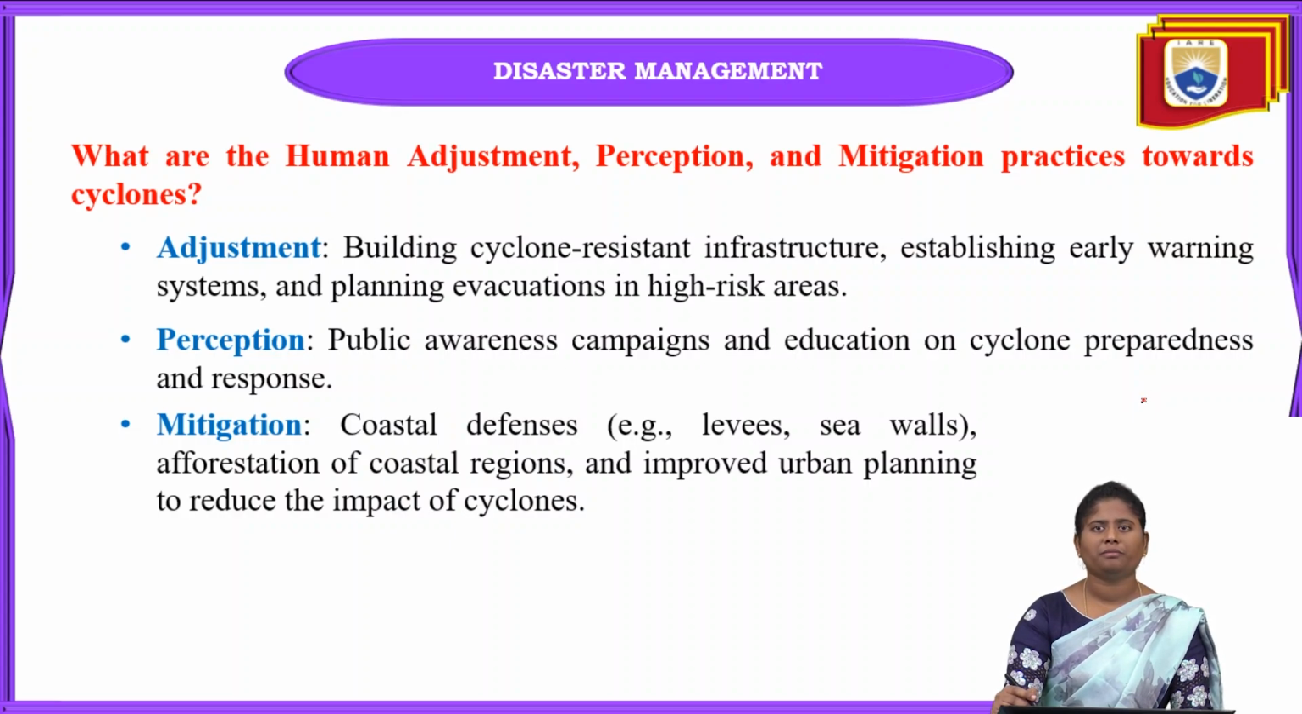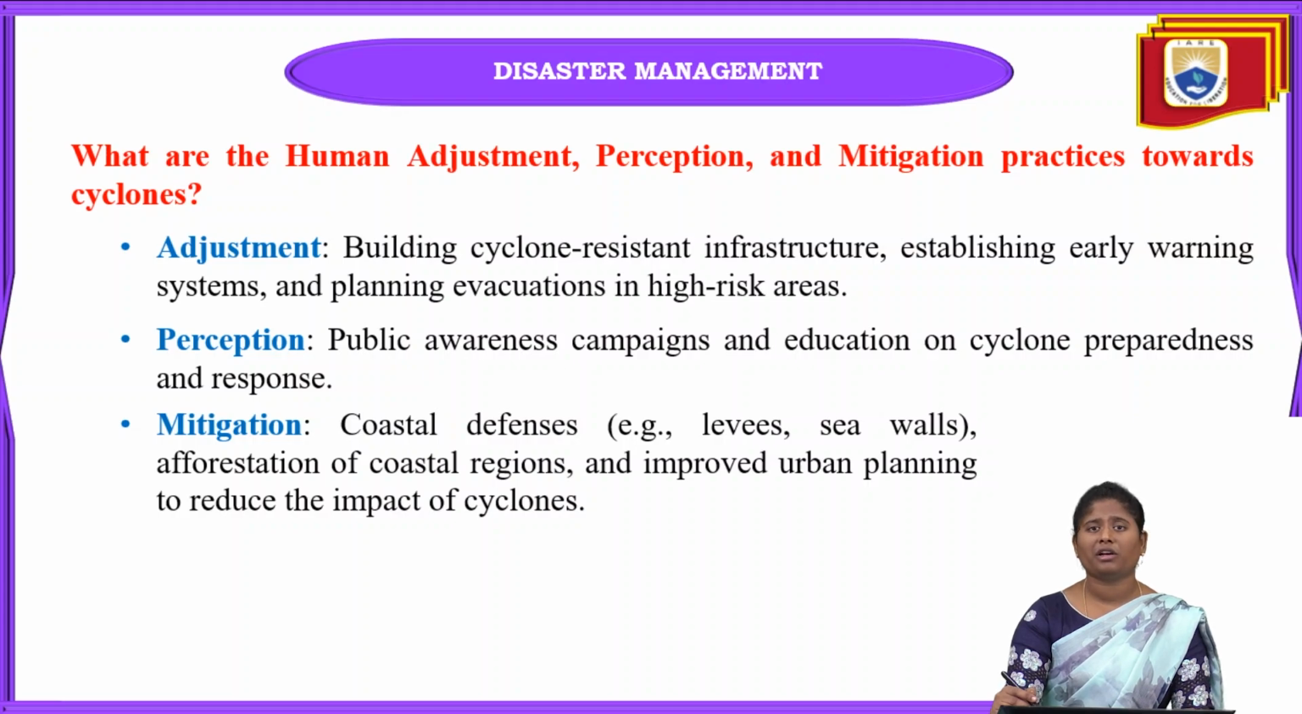Next is perception. Public awareness campaigns can be done, and we can educate people on how cyclones occur and how they can save themselves. By educating people, we make them well prepared and able to respond when cyclones occur. As for the mitigation process, we can construct coastal defenses like levees and sea walls.